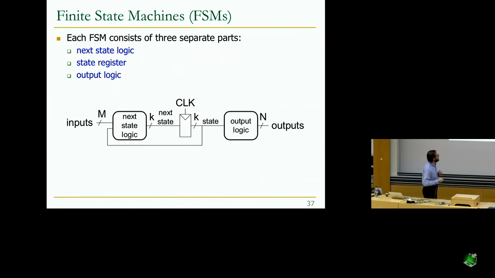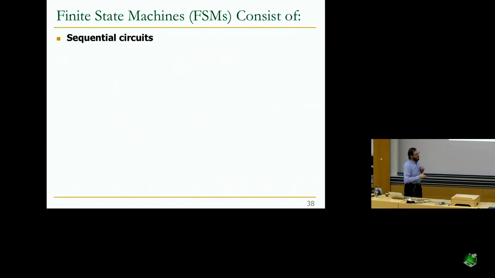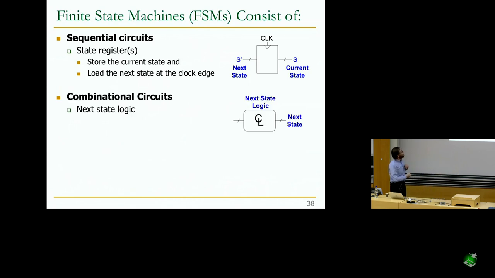So now we actually have 2 different types of machines. But this is a state register, as you can see. And at the beginning of the clock cycle, next state is latched into the state register, and you have the full clock cycle to evaluate this and to change your outputs, basically. Make sense? So this next state logic better fit into that clock cycle, how long that clock cycle is. That's what I was saying earlier. This is combinational. Okay, so basically we need sequential circuits that look like this, the state registers. They store the current state and load the next state at the clock edge. We're gonna assume that. Combinational circuits, it's essentially the next state logic. Based on the inputs and the current state, you get the next state. So you connect this over here.